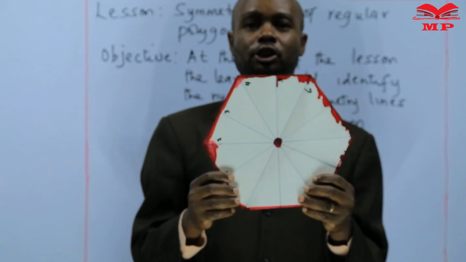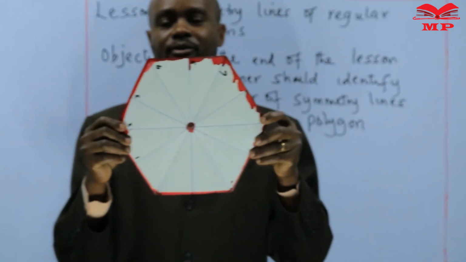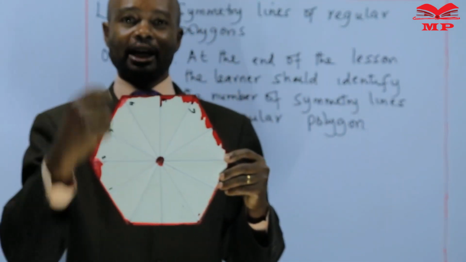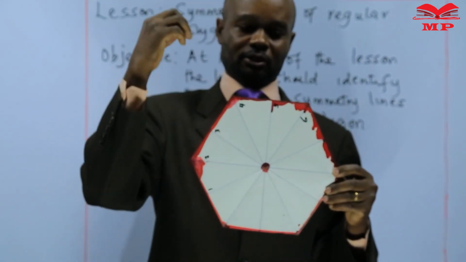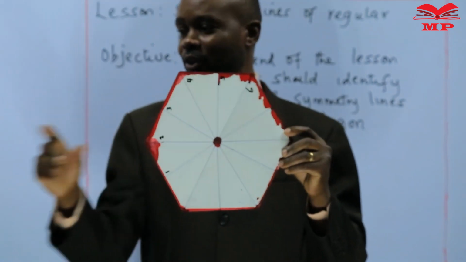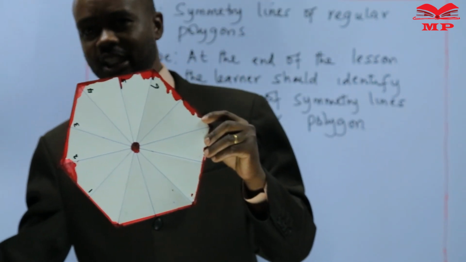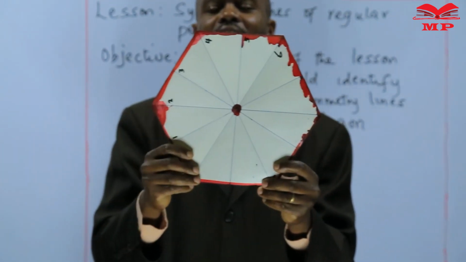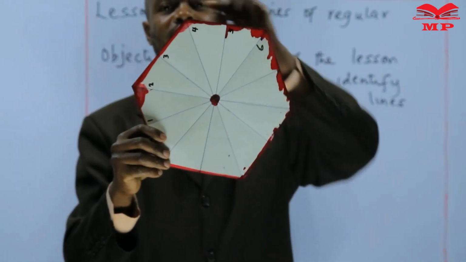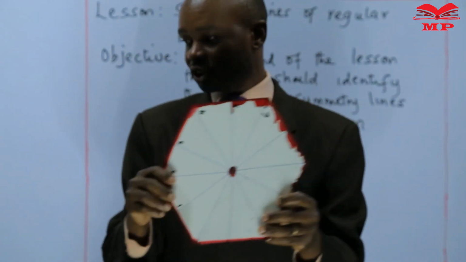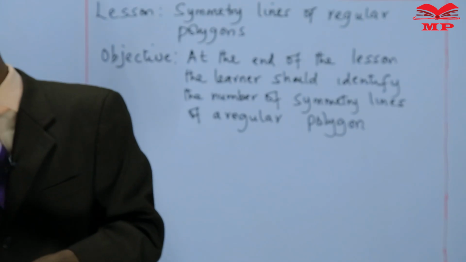And what do we notice? We notice that any regular polygon will have the number of lines of symmetry equal to the number of sides. Because for a pentagon with 5 sides, we had 5. And where do the lines go through? They either go through the vertices or the midpoints of the sides. So there is a characteristic we notice.